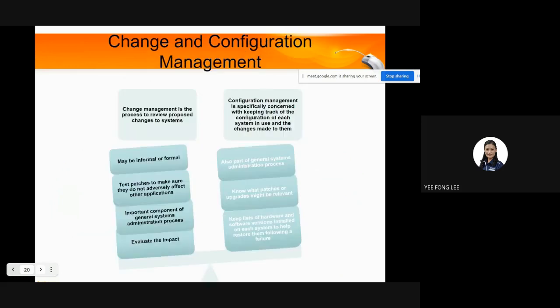Change and configuration management is a process used to review proposed changes to a system for implications on the organization's system and use. Changes to an existing system can occur for a number of reasons. First, a user reports a problem or desires an enhancement. Second, new threats or vulnerabilities are identified. Third, the vendor notifies them of a need to upgrade hardware or software.